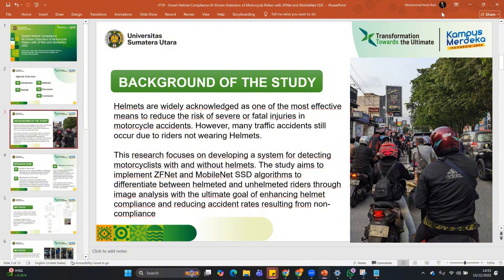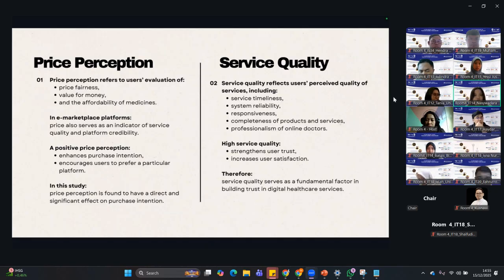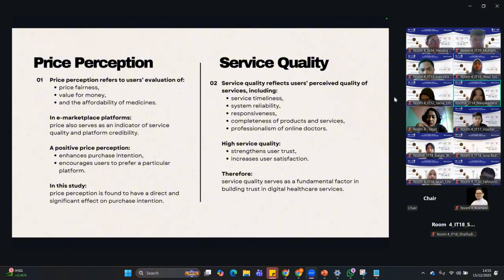For the second one, there's service quality. Service quality represents users' perceived quality of services, including timeliness, system reliability, responsiveness, completeness of services, and the professionalism of online doctors. Therefore, service quality plays a fundamental role in building trust within digital healthcare services.